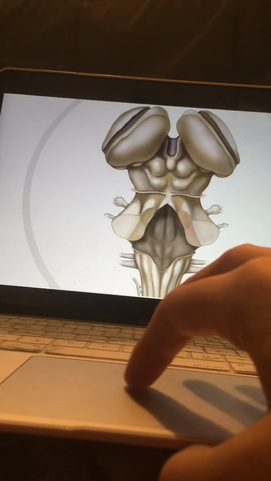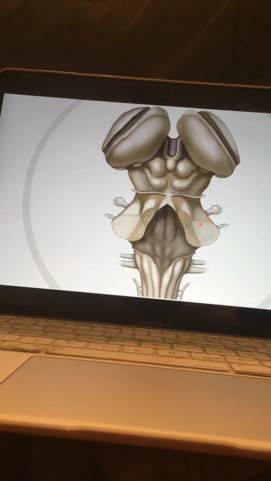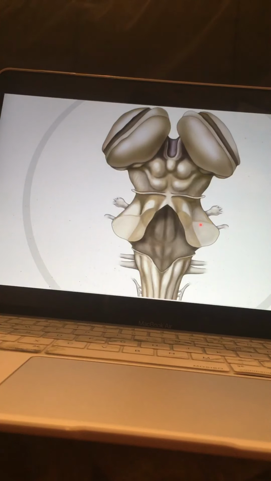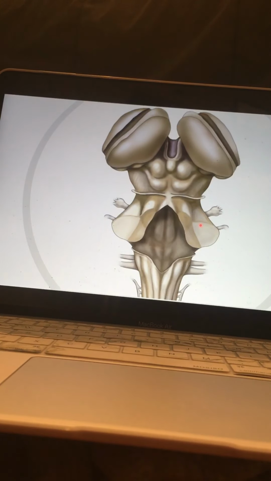This area here is the pons. The pons is located between the midbrain and the medulla oblongata. It connects the higher brain centers and the spinal cord.